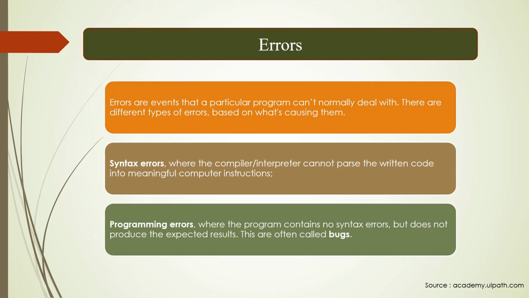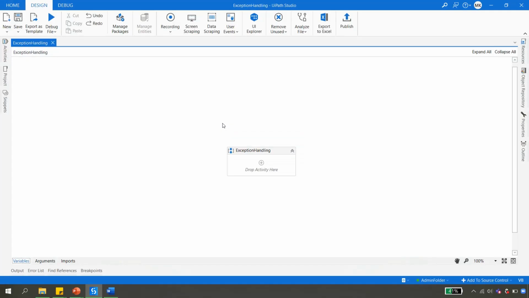The other example of an error could be a programming error, where the program is having no syntax error but it does not produce the expected results. So this is often sometimes called bugs. Let me show you how exactly the errors look like in UiPath Studio. So I am in my UiPath Studio.